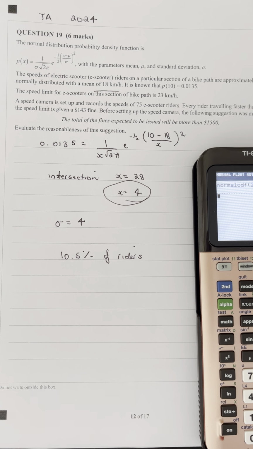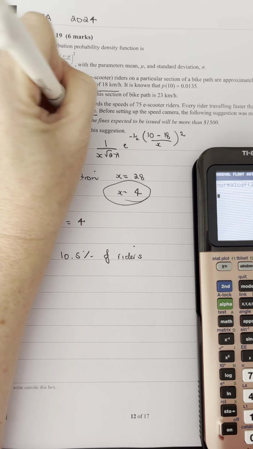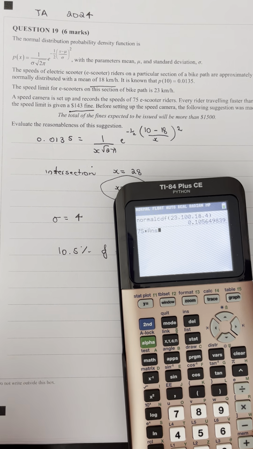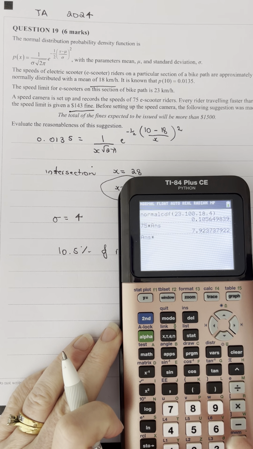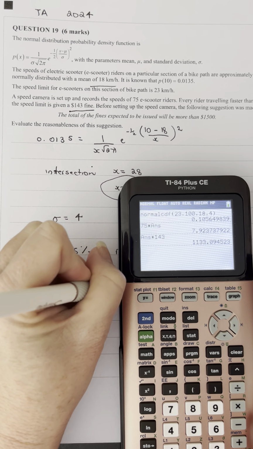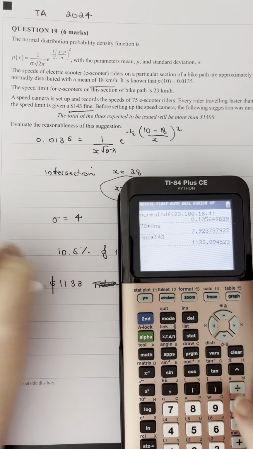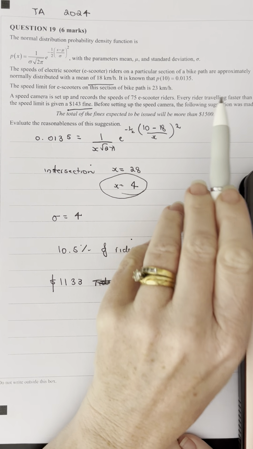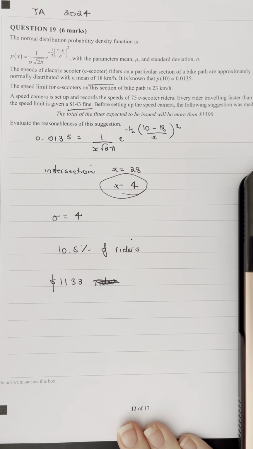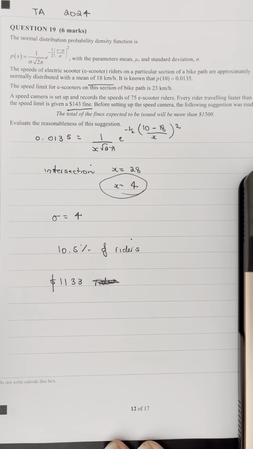Now, if 10.5% of riders are going over the speed limit, and everyone gets a fine if they're over the speed limit and they get $143, out of 75 riders, that would be 7.92 getting speeding fines, and multiplying that by 143, we get 1133 riders. Oh, sorry, not 1133 riders, $1133. We're then comparing that to $1,500. So 1133 is less than 1,500, so that is not a reasonable statement to make based on that.